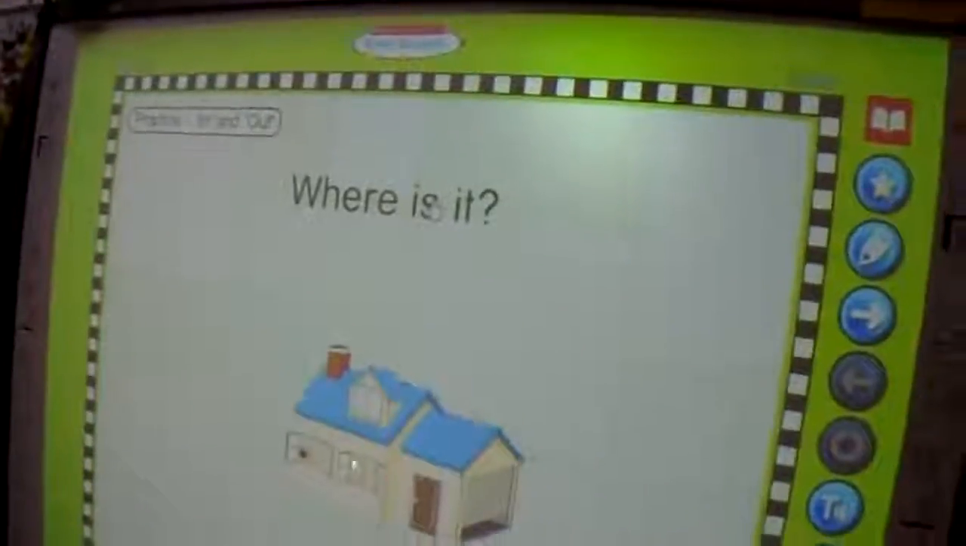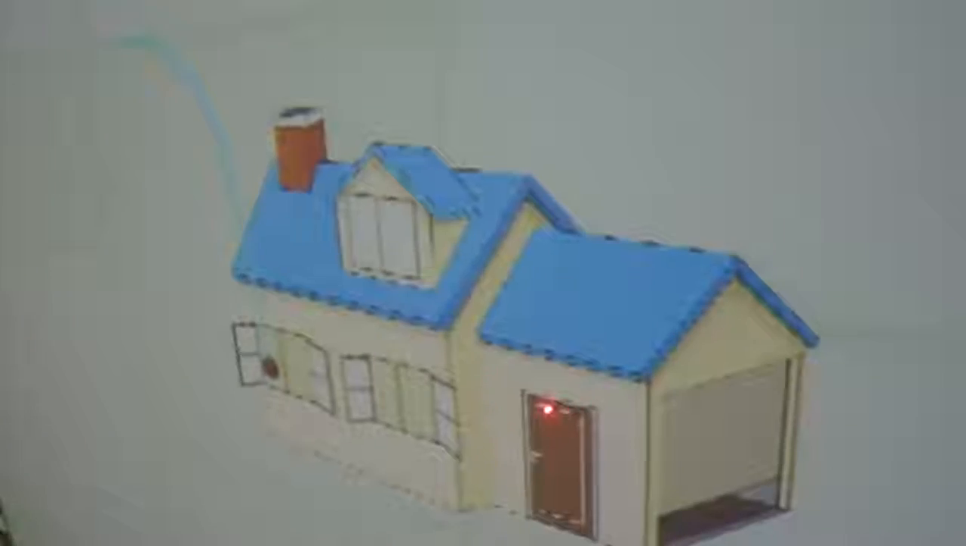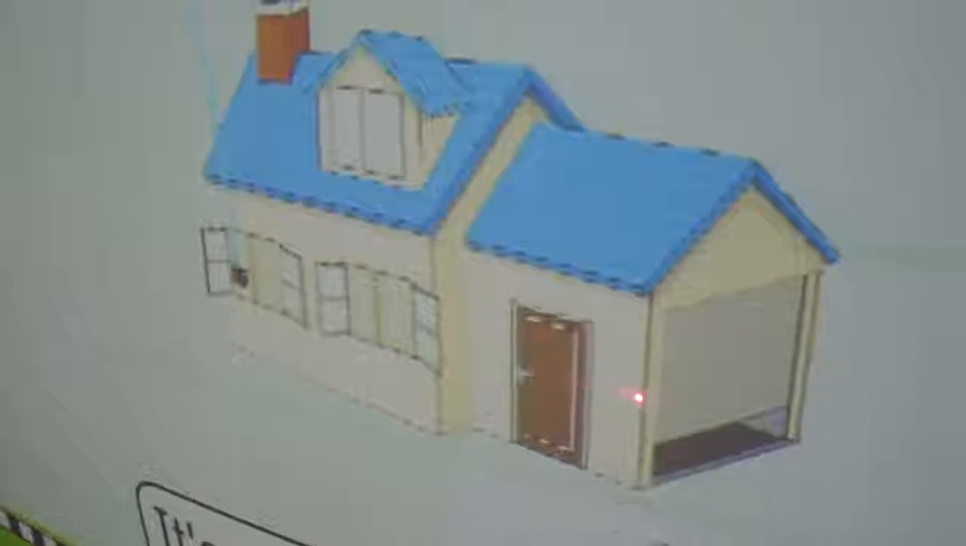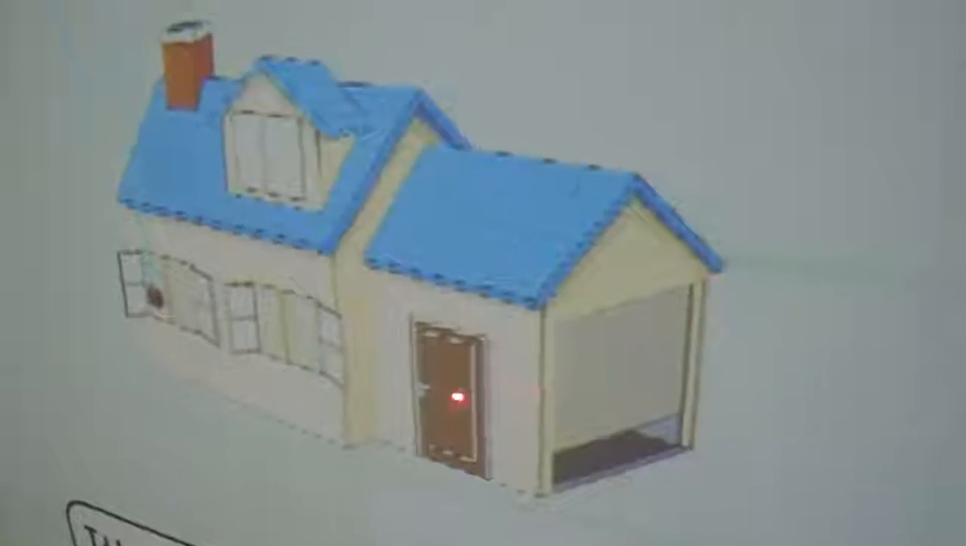I will either demonstrate with a bug in my hand or with my laser pointer. Trying to get out of the house, but it can't. It's stuck in the house. I don't know how well this is showing on the video. It's in the house.